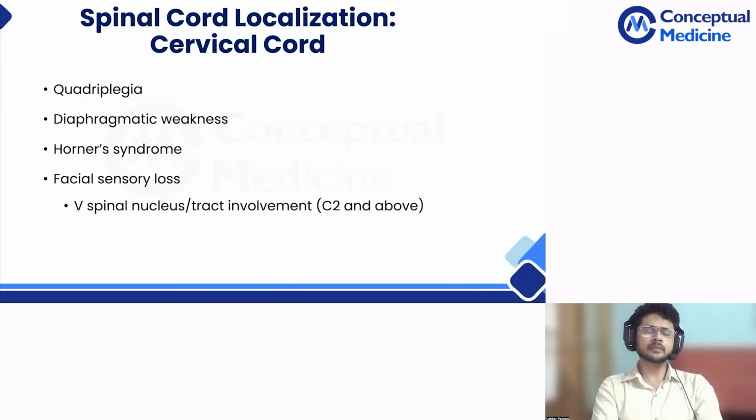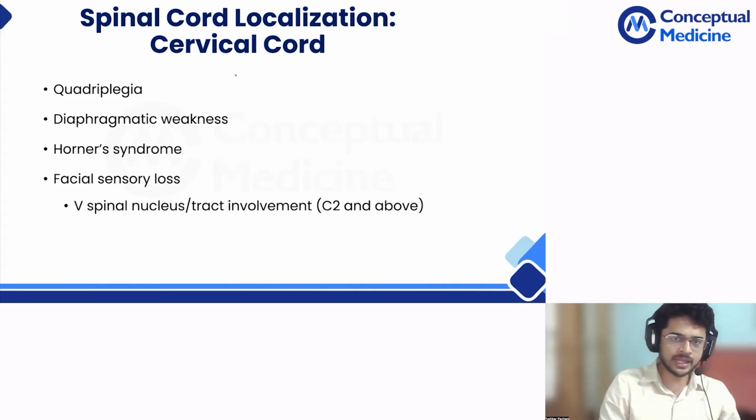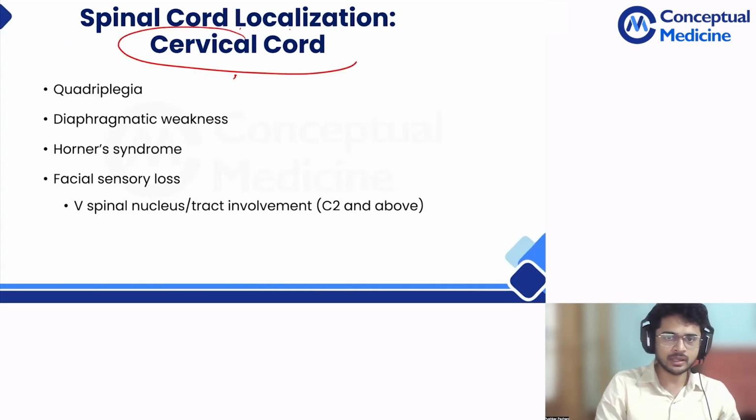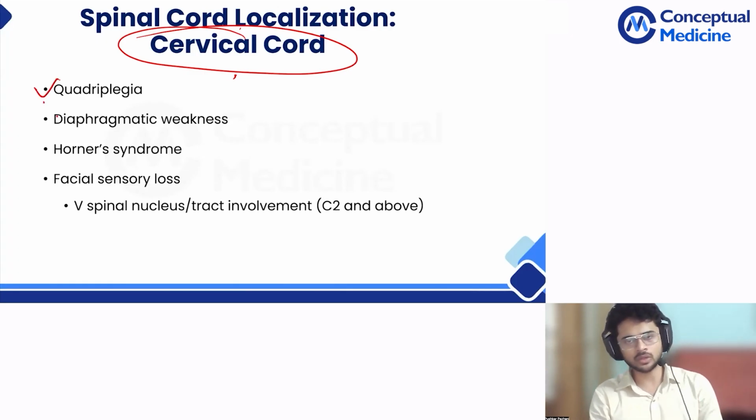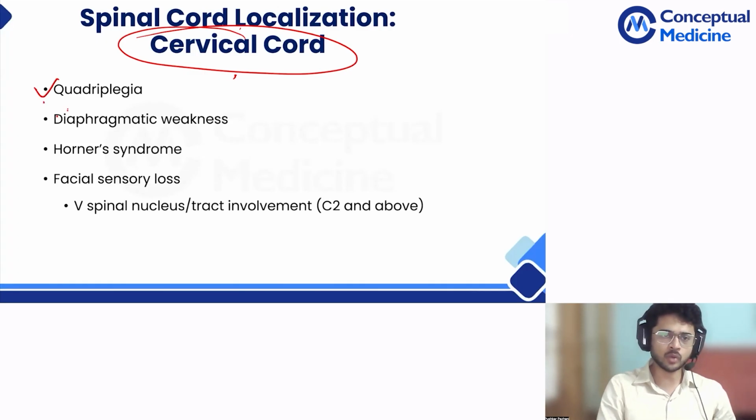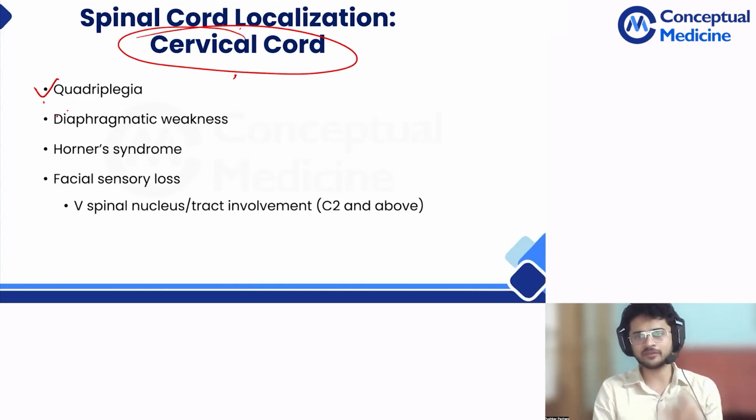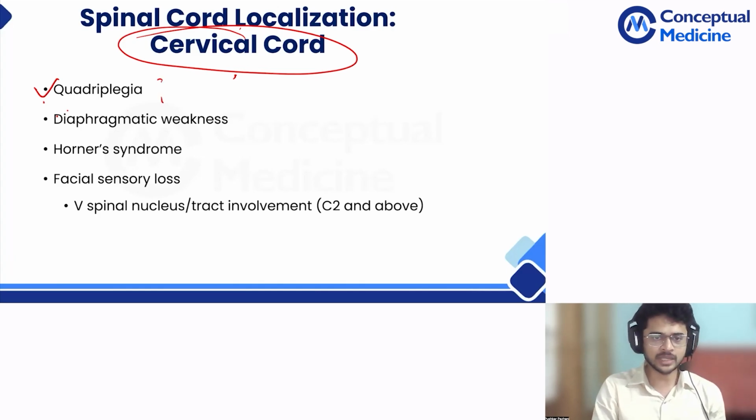So let's have a look at the spinal cord localization at different levels. Let's say the patient has an involvement at the cervical spinal cord. The patient definitely will be quadriplegic, because the fibers that are going to the upper limbs and the lower limbs both are involved. So the patient will have a quadriplegia. Initially, if it's acute, it will be a flaccid quadriplegia, but over time, it will convert into a spastic or a UMN quadriplegia.